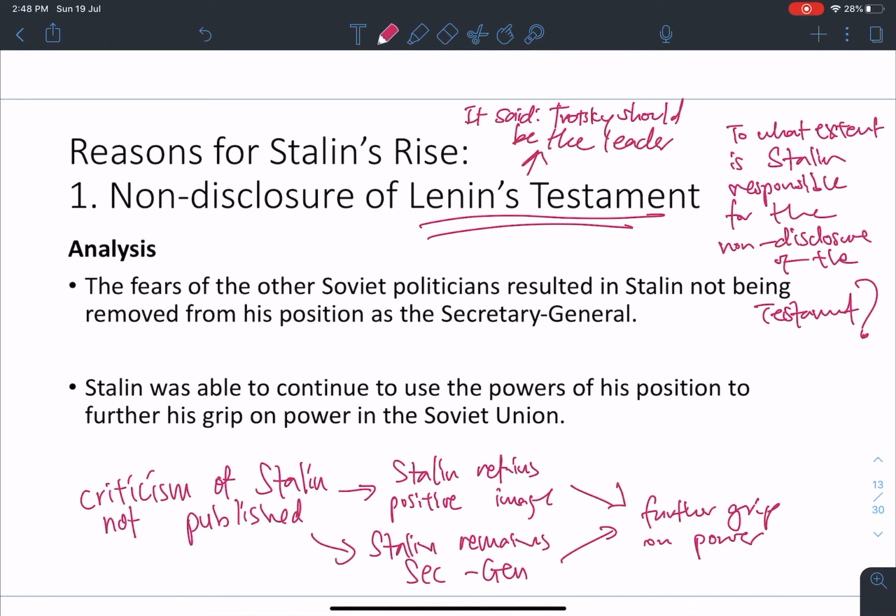And so the impact of this point is that the fact that Lenin's Testament was not made public, made known to everybody, meant that the rest of the Communist Party would maintain the status quo. That is to say, they would still remain in power. Okay, so we will stop here, and then please go and watch the other videos on the other 2 points.